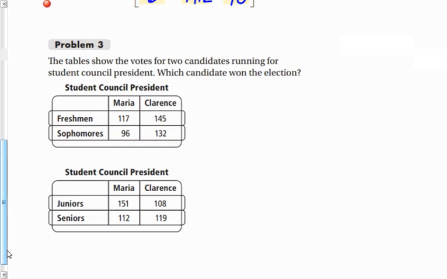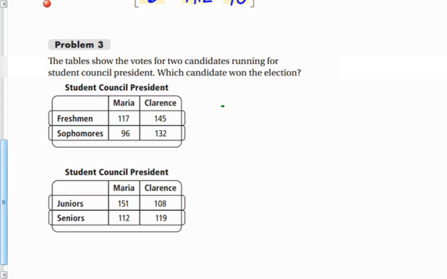All right, in this next problem, we're going to use matrices to help us come up with a solution to a problem. And normally you wouldn't do this, but I'm going to just show you this because if you're using matrices, then that means you can do this with technology. So here we have 2 people, and we want to know which candidate won the election. What we'd like to do is basically add up all the things for Maria and all the things for Clarence and be able to compare them.